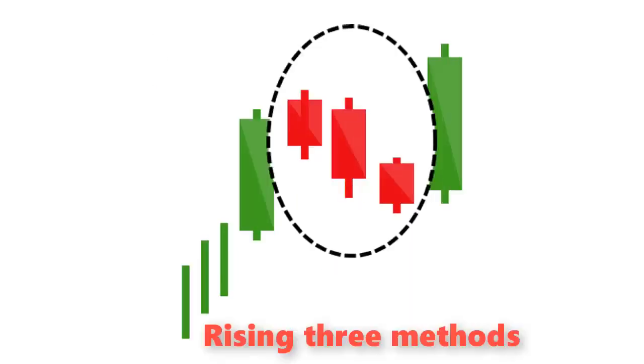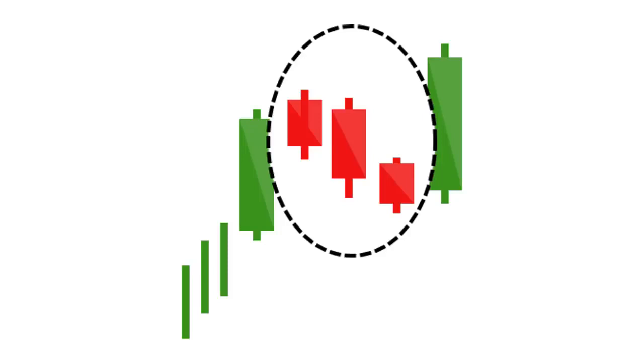Rising 3 Methods. The opposite is true for the bullish pattern, called the rising 3 methods candlestick pattern. It comprises 3 short reds sandwiched within the range of 2 long greens. The pattern shows traders that, despite some selling pressure, buyers are retaining control of the market.